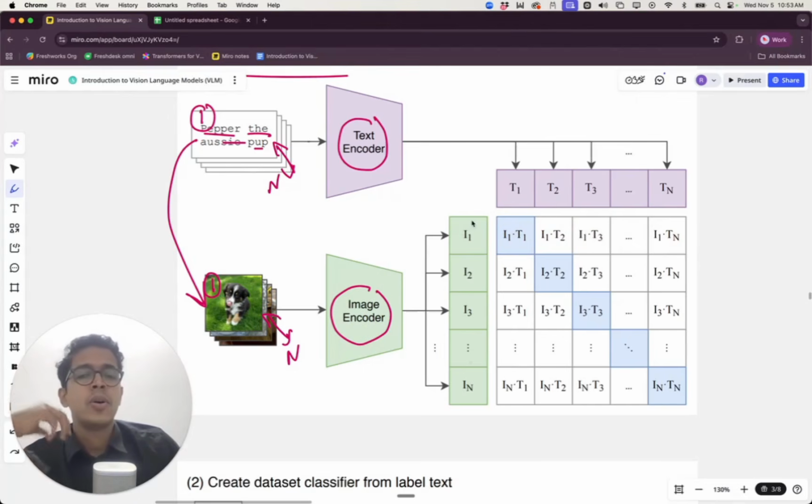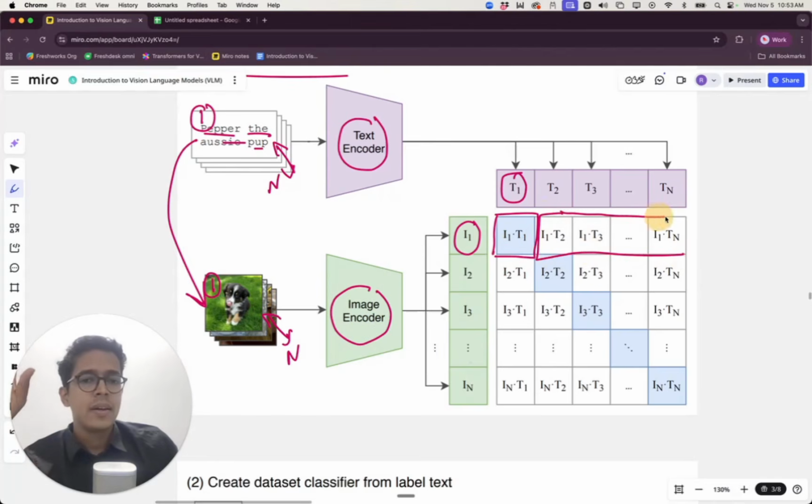So let's say I want to construct the vision language model such that alignment between I1 and T1 should be highest. Then there are two ways in which I can construct the loss. One is I say that the dot product similarity between I1 and T1 should be highest, and the dot product between I1 and any other T, so T2 up to Tn, should be highly dissimilar. So the dot product between them should be very low.